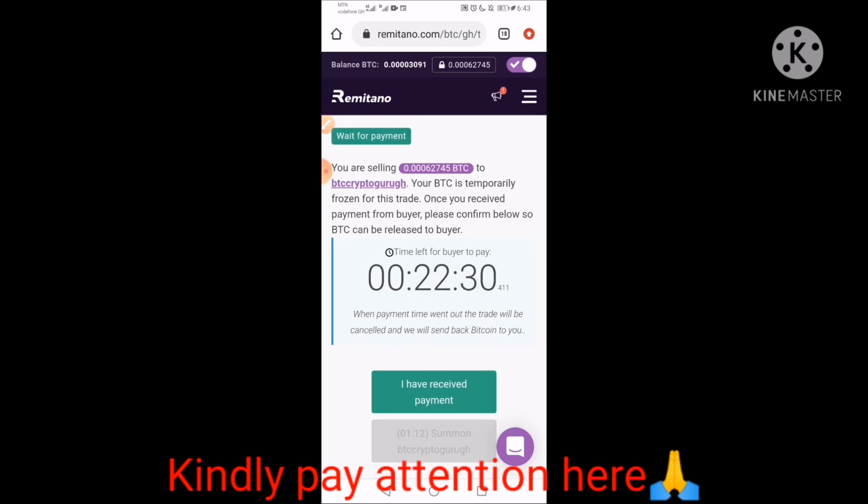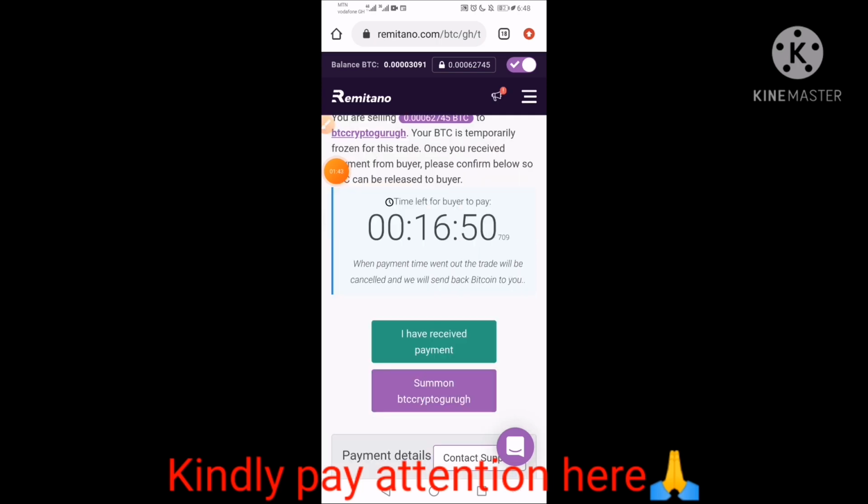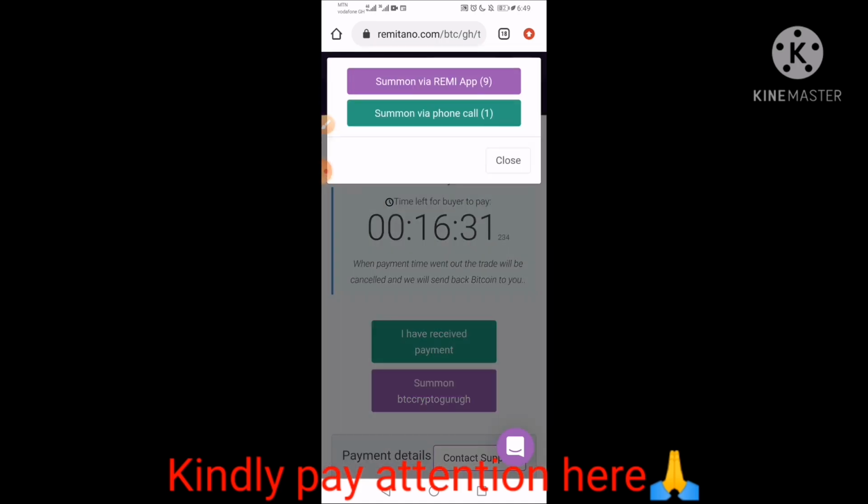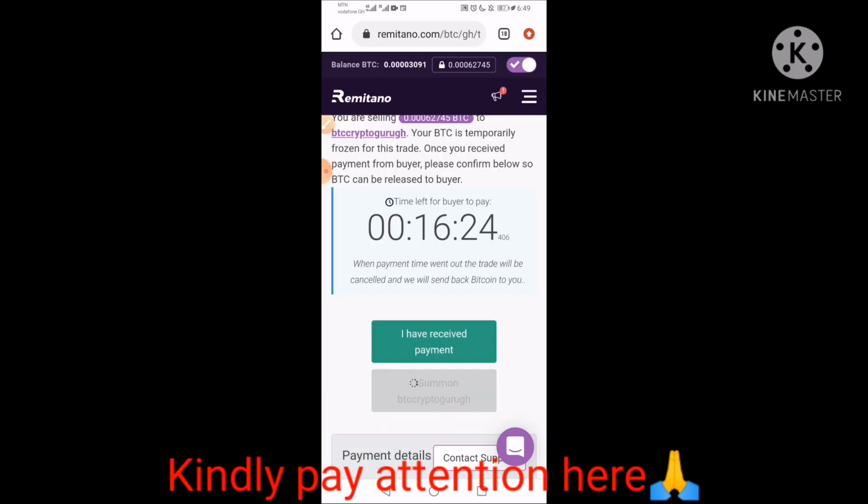So let me just pause it once again and go back. So it's almost 15 minutes and the buyer seems not to be around. So like I said, it is still no problem at all. Your Bitcoin is safe. It has not yet been received by the buyer since Remitano holds your Bitcoin. So let me just show you again how to summon the buyer. When you click on summon, you have summon via phone call. I've not tried that one. Let me try that one and see.